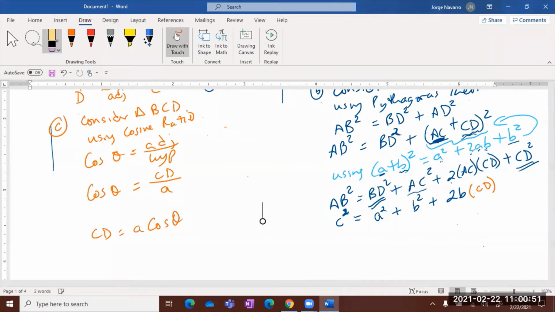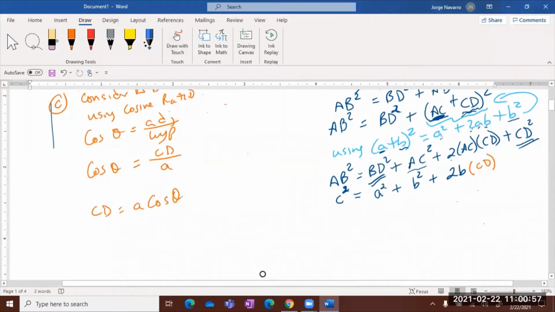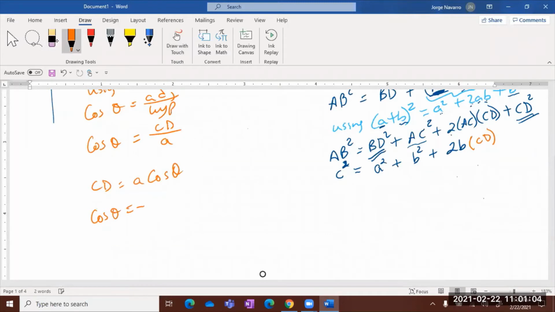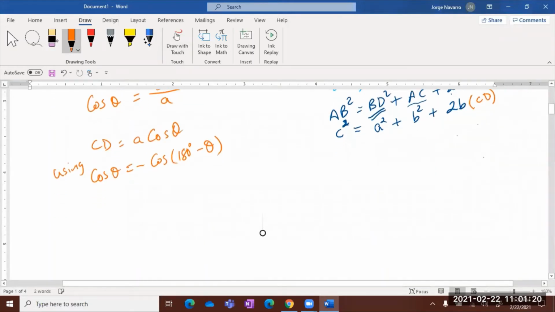But note, something that you should always remember, guys, is that the cosine of theta is equal to the negative cosine of 180 minus theta. So that's what we're going to be using. So that means that CD is equal to a negative A cos of 180 minus theta.